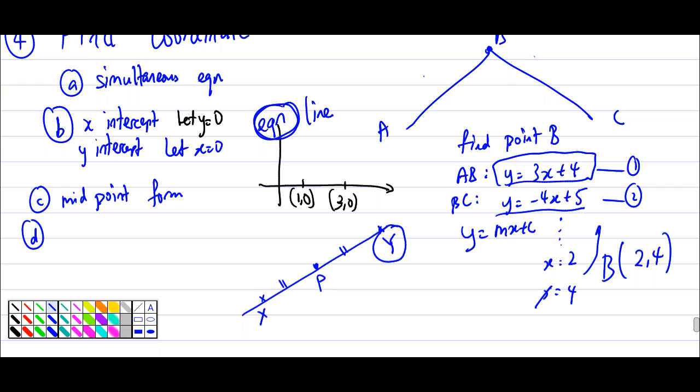Next, use gradient or length formula. So what does it mean? Gradient means they tell you maybe both lines are parallel, so the gradient is the same. Then you can find. Or the gradients are perpendicular, then m1 times m2 equals -1. Then you can find. Now the last one, length formula.